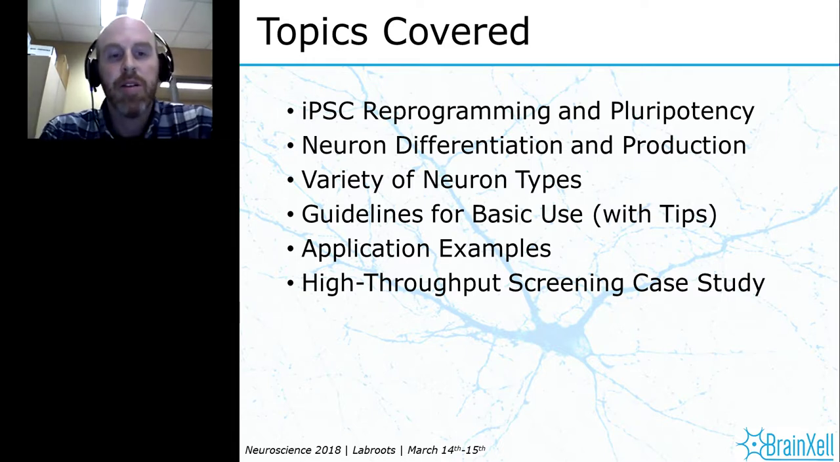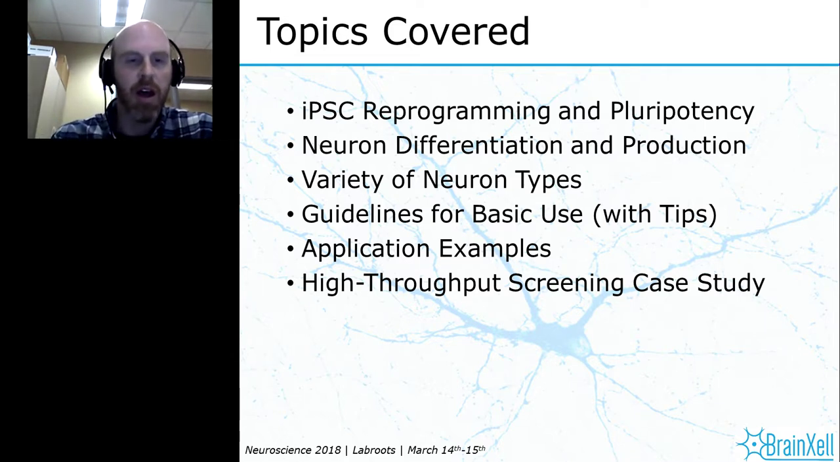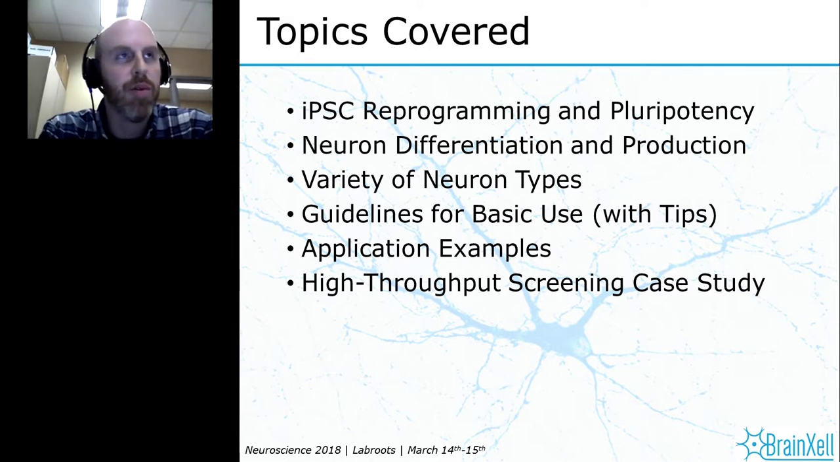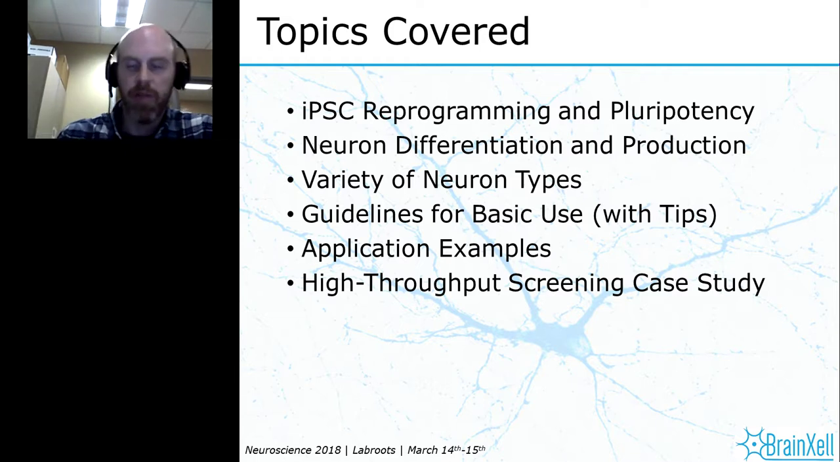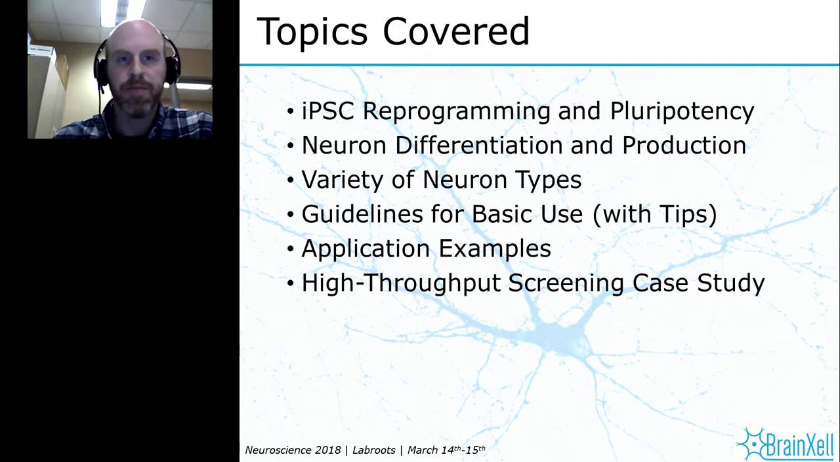I'm going to talk a little bit about the application of these neurons. I'm going to hit on multiple different applications that we've worked on, and also our collaborators. And then, as I mentioned at the beginning, I'm going to take you through a high throughput screening campaign that we did using iPSC derived motor neurons, and that gives you a little bit of an idea of real world application of these cells and some of the challenges that we face and how we address those.